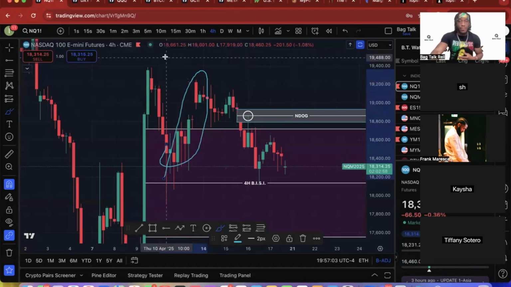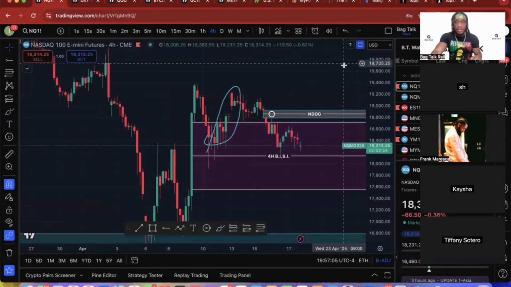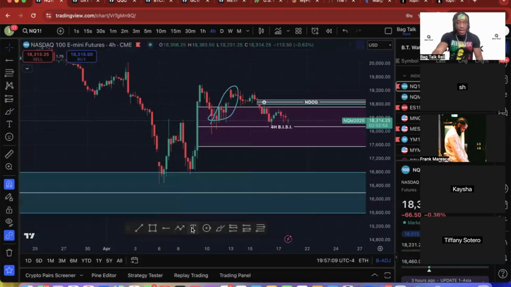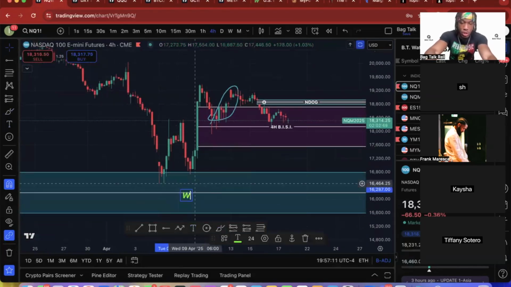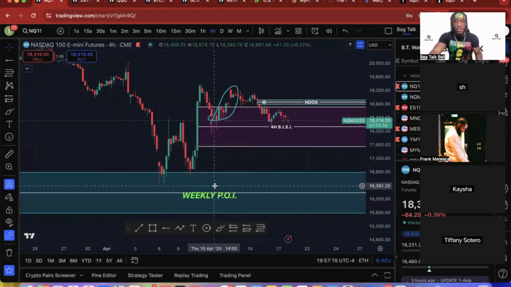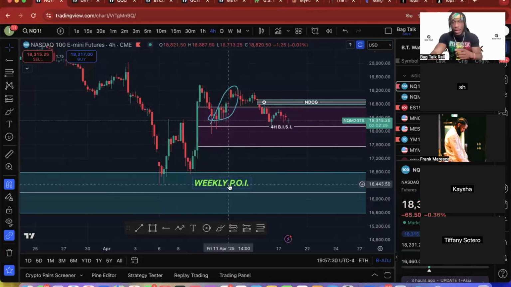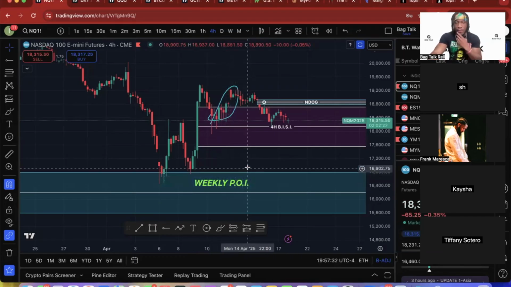Because as far as I know, let's take it a step back. Let's slow down for a second. Whenever we have a weekly POI, right? I like to see 4-hour confirmation. Remember the exercise from the beginning of class when I told you about an hourly POI? We like to see what? 5-minute confirmation. This is a weekly POI. I like to see 4-hour confirmation.